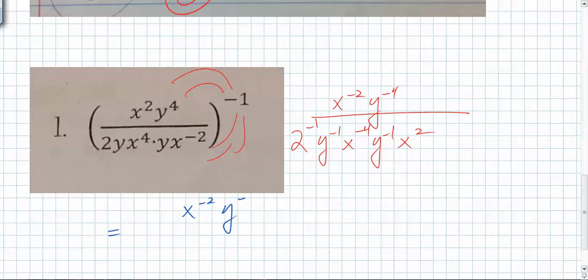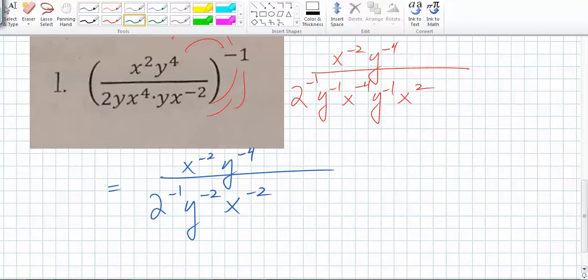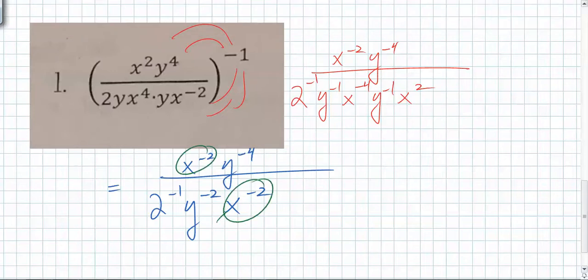Combine stuff on the bottom first. Do it in steps. One of the easiest ways to get these wrong is to do too many things at once. So it's 2 to the negative 1, y to the what? X to the what? X to the negative 2. Is that correct? Now what automatically cancels? Yeah, these are gone, right? So you're left with y to the negative 4th over 2 to the negative 1.